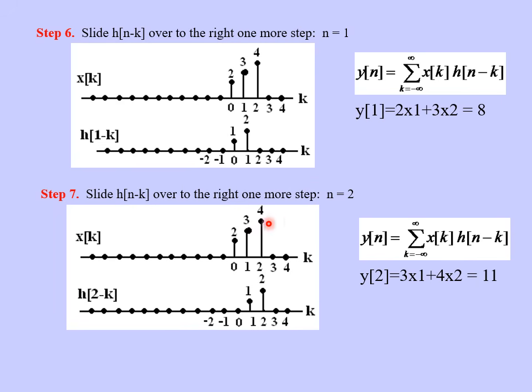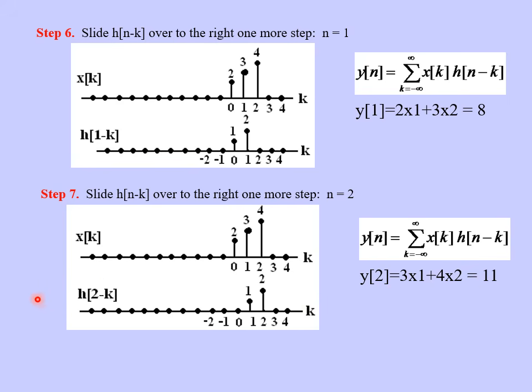And now we have to slip and slide h of n minus k over one more. So now n is equal to 2. And notice there's overlap: 3 times 1, which is 3. It's right here. 4 times 2 is 8. So 3 plus 8 is 11. So y of 2 is equal to 11.